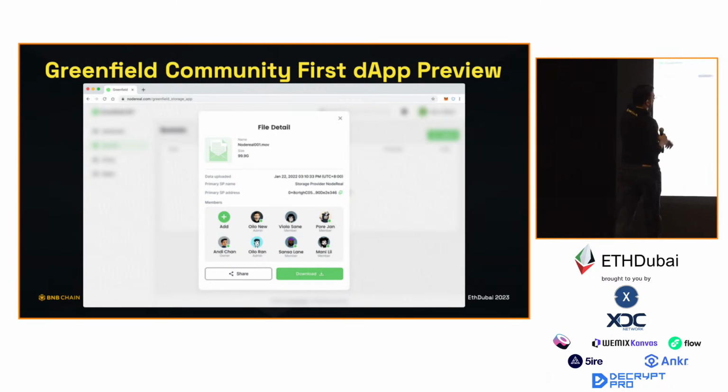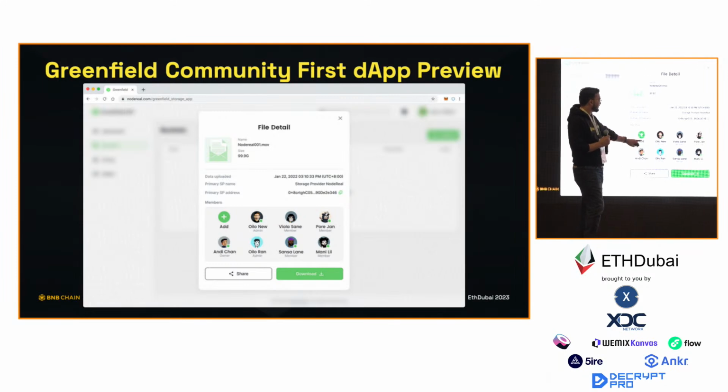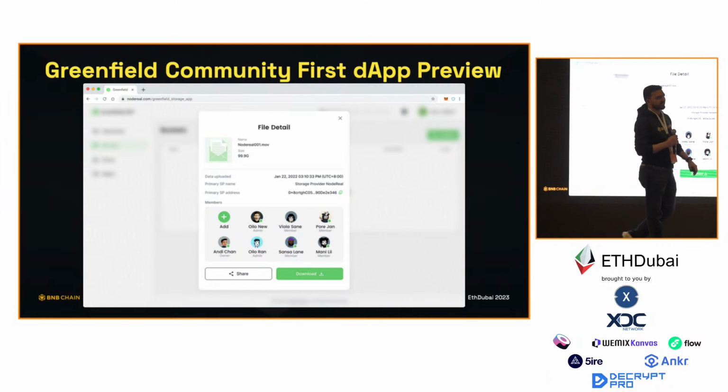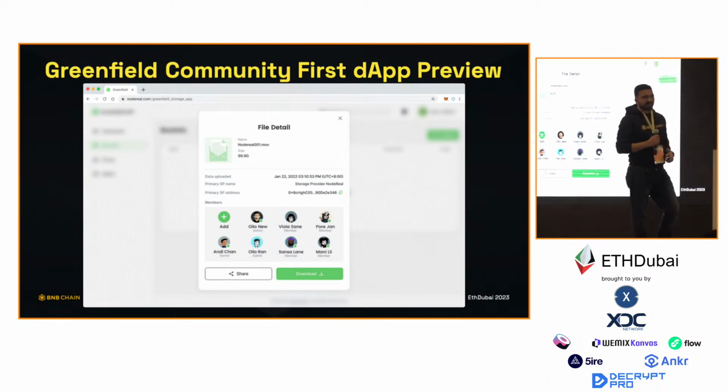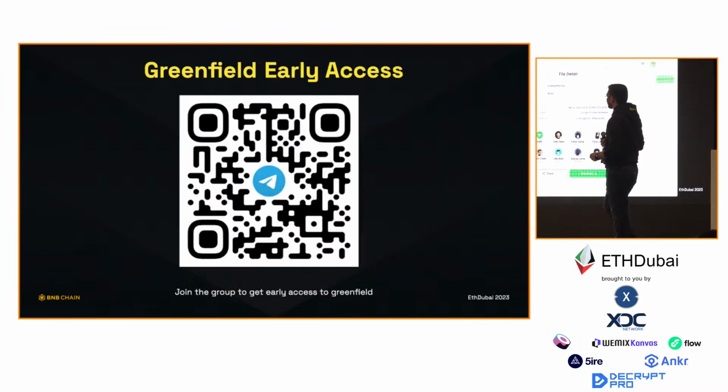For example, here is the file data that we have uploaded. I am the one who will provide the access, deciding whom I can add, so I can just add them. Those who have the access will get the data. They download the data and they will use it.